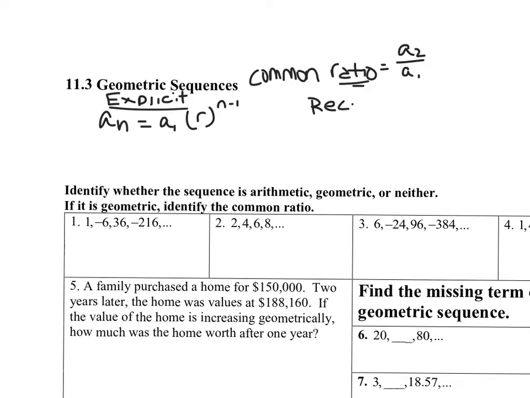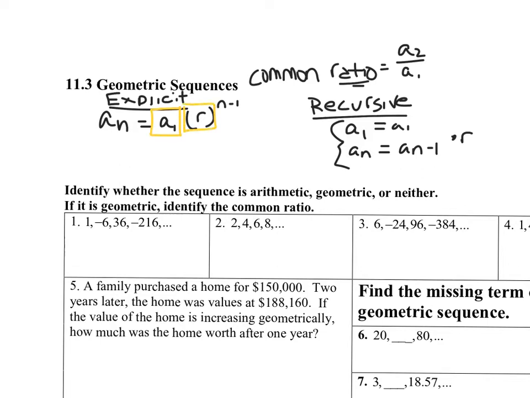The recursive formula is, again, A sub 1 equals A sub 1, just like the arithmetic. And then you have A sub n equals A sub n minus 1 times r. If you remember for the arithmetic, you had to add the d because the d was the common difference. Now we're multiplying by the r, which is the common ratio. So when you're writing an equation, you're going to have to fill in the A sub 1 and the r for both of these.